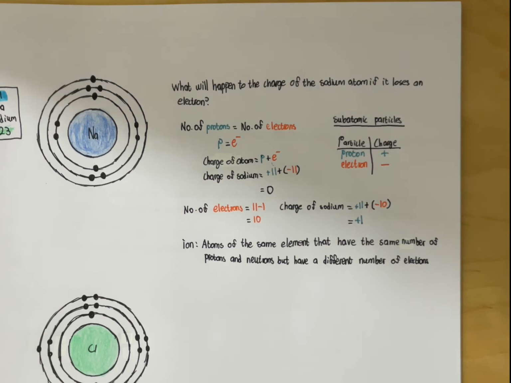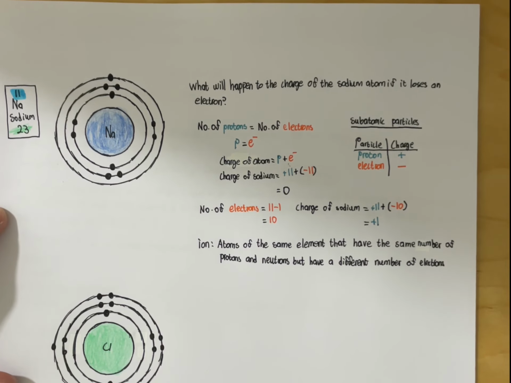Okay, so now we know what an ion is. In an ion, the number of protons and neutrons is the same, those values don't change, but there is a different number of electrons. Therefore, the mass remains the same, because mass is determined by neutrons plus protons, and electrons are negligible. The only thing that changes is the number of electrons, and because of that, the charge of the atom.